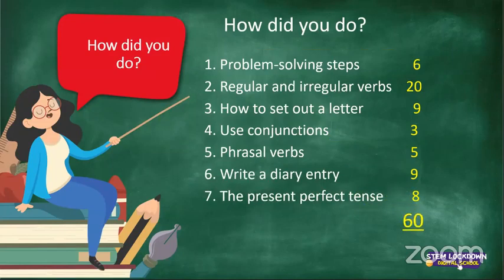I wonder how you did. How did you do? Did you get 50 out of 60? Did you get 40 out of 60? Did you get 30 out of 60? 20 out of 60? What did you get? I'm seeing the marks in the chat box now. Good, good, good.